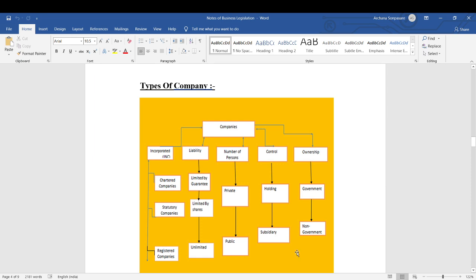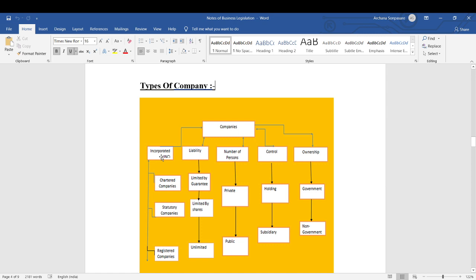Today we are going to start with types of companies. There are 5 various grounds on which these companies are divided in the Companies Act 1956. So let's see what those various grounds are.